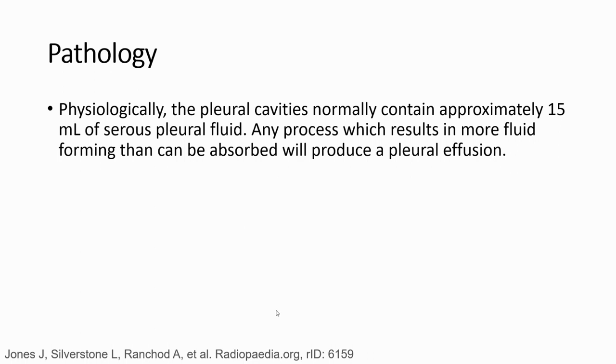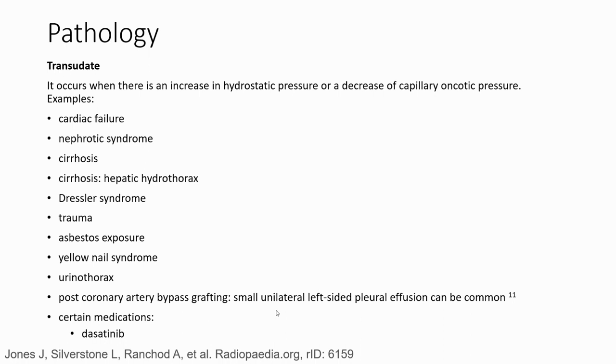Physiologically, the pleural cavity normally contains approximately 15 mL of serous pleural fluid. Any process which results in more fluid forming than can be absorbed will produce a pleural effusion. So as we know, pleural effusion is divided into two groups. One is transudate and the second is exudate. Transudate occurs when there is an increase in hydrostatic pressure or a decrease of capillary oncotic pressure.